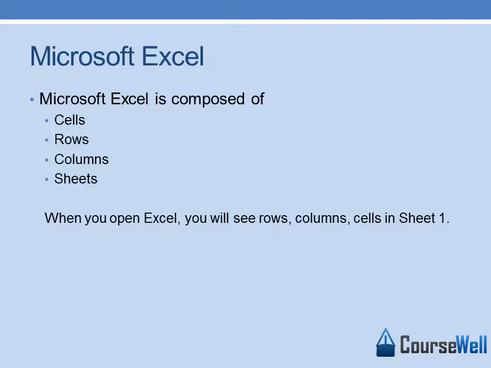Microsoft Excel is composed of cells, rows, columns, and sheets. This is the very simplest form of Excel. You have your cell, and a cell can be called A1 or A2, B1, B2. And then you have your rows. Your rows will be 1, 2, 3, and your columns will be A, B, C.